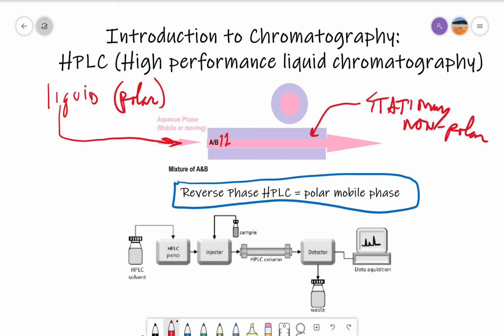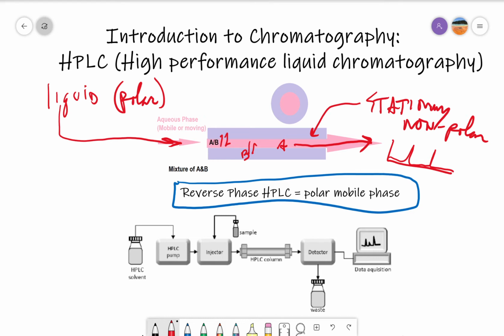A molecule that is more polar is going to be eluted off the column first because it will spend more time in the mobile phase. A compound that is more nonpolar will actually stick to the stationary phase more, or be dissolved into the stationary phase, and so therefore will have a longer retention time. Separation of the two compounds in the chromatogram is going to occur because of the polarity of the molecules.